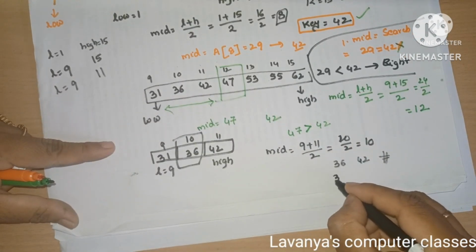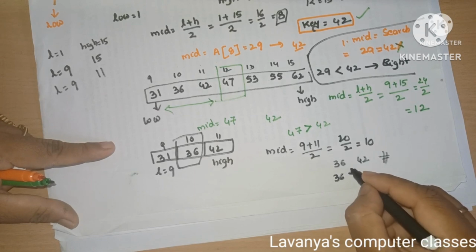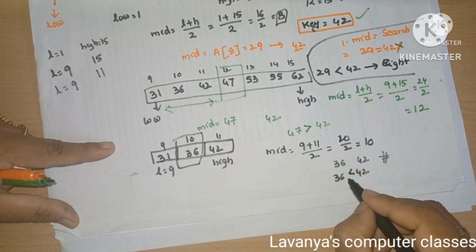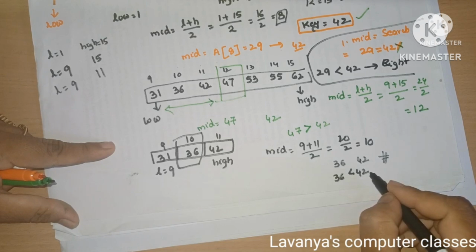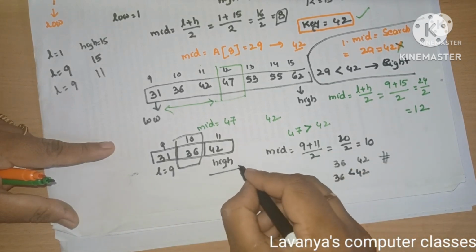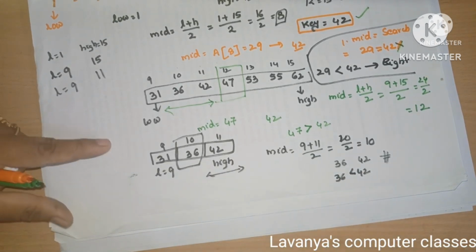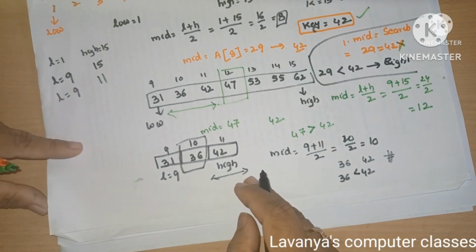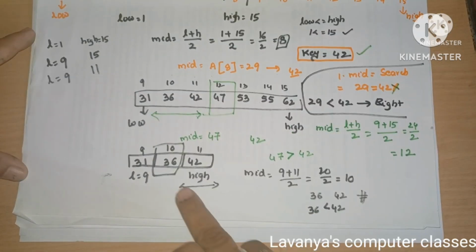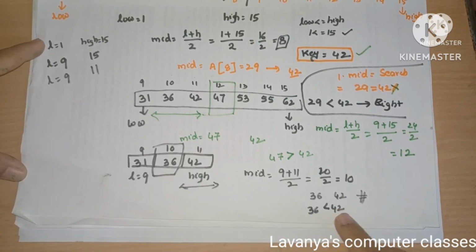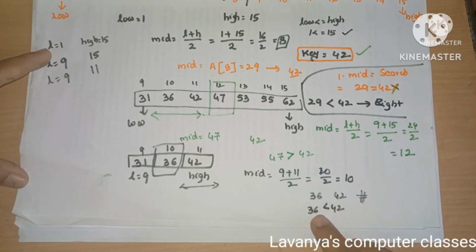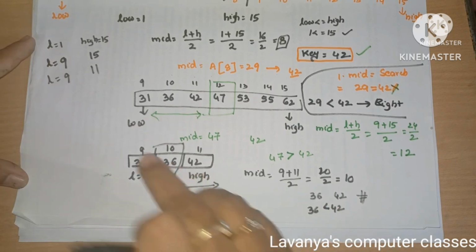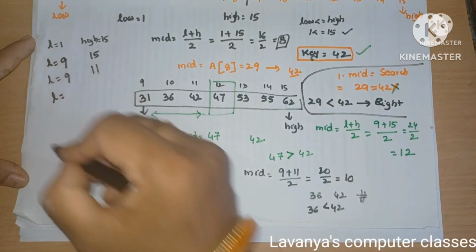That means the middle element 36 is less than 42. That means the middle element is smaller and the search element is more. That means you go to the right hand side. Right hand side means here only one element is there. Whenever the middle element is smaller than the search element, go to the right hand side, but check it. L value, change it to middle plus 1.